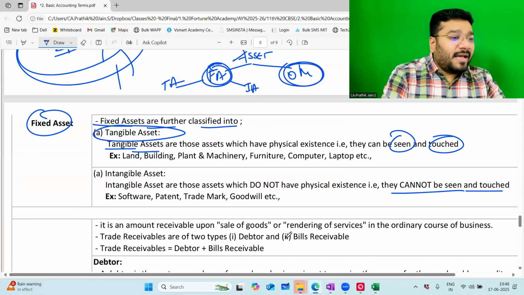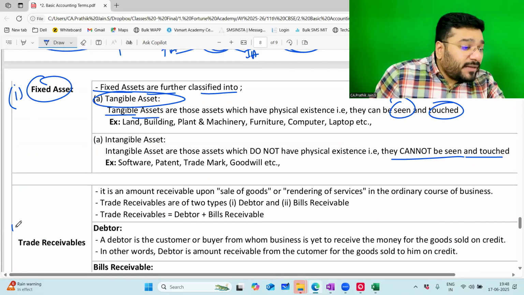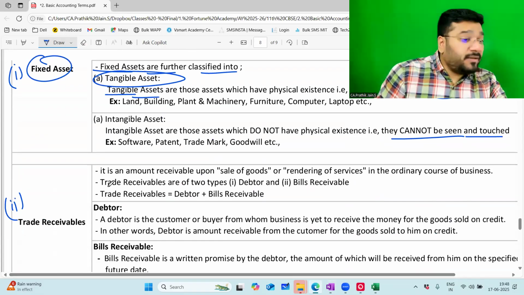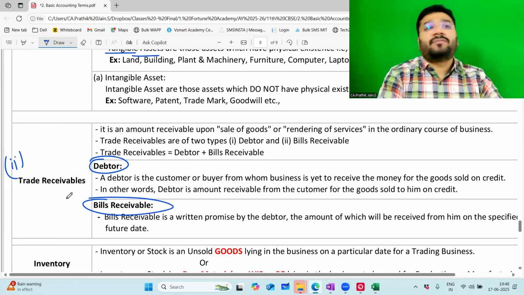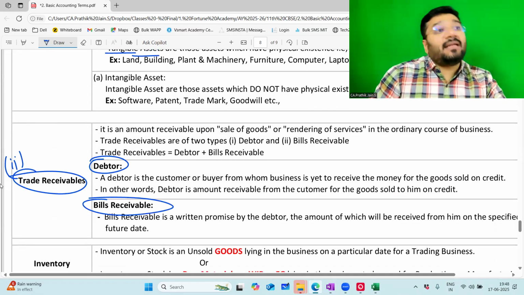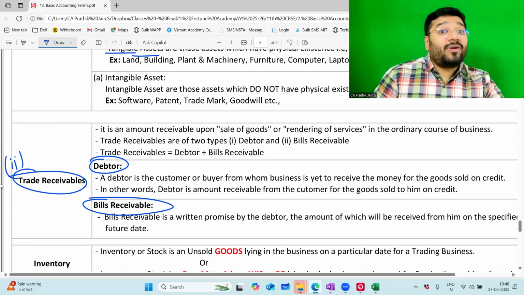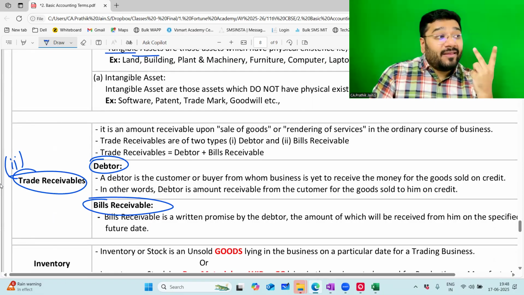Now, under asset, the first item that I dealt with is fixed asset. The second item that we're going to deal with is trade receivable. What is trade receivable? Trade receivable comprises two amounts: debtors and bills receivable. We saw something like this in liabilities. What is it? Trade payable. There are two items: creditors and bills payable.